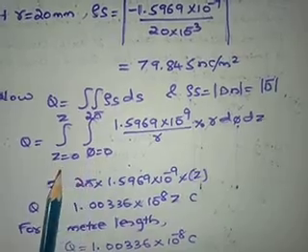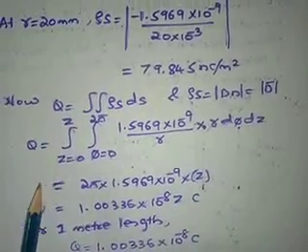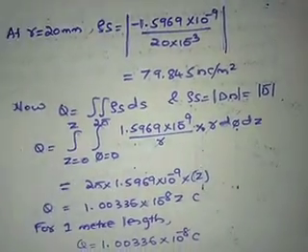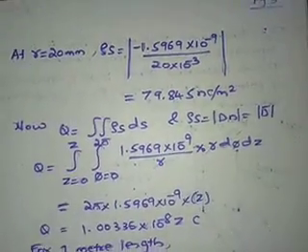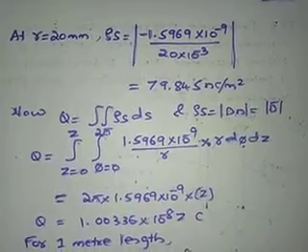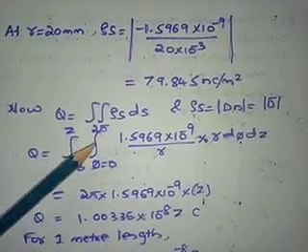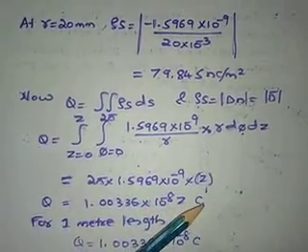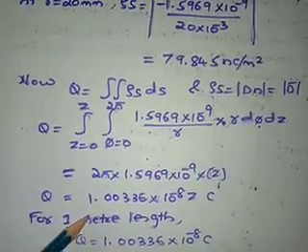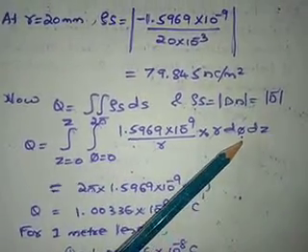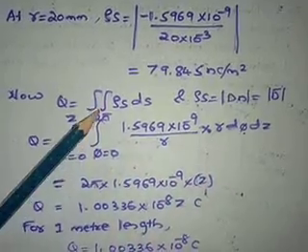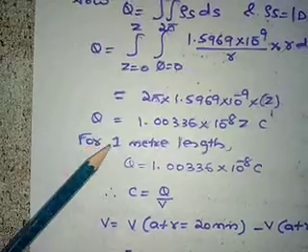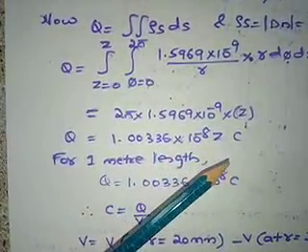So we have only the limits from z equal to 0 to z, because z is the axis of the cylinder, so it varies from 0 to z, the length of the cylinder. Then phi is the angle, it varies from 0 to 2 pi. So this will be equal to 2 pi into 1.5969 into 10 to the minus 9 into z. Integrating, the integral of d phi is phi, so it will be 2 pi minus 0, that is 2 pi, then the integral of dz is z. So this comes out to Q is equal to 1.0036 into 10 to the minus 8 z coulomb.